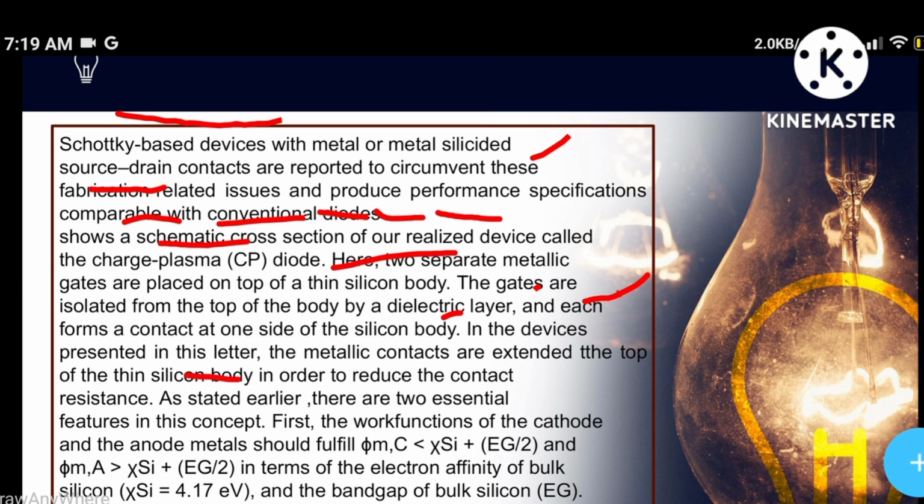As stated earlier, there are two essential features in this concept. First, the work functions of the cathode and anode metals should fulfill: phi_m,c less than chi plus Eg/2, and phi_m,a greater than chi plus Eg/2, in terms of the electron affinity of bulk silicon, chi, 4.4, and the band gap of bulk silicon, Eg.